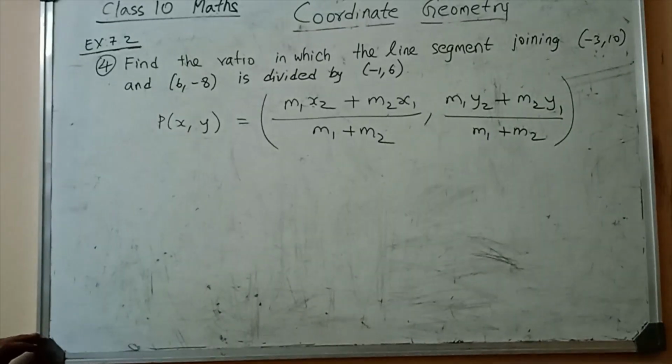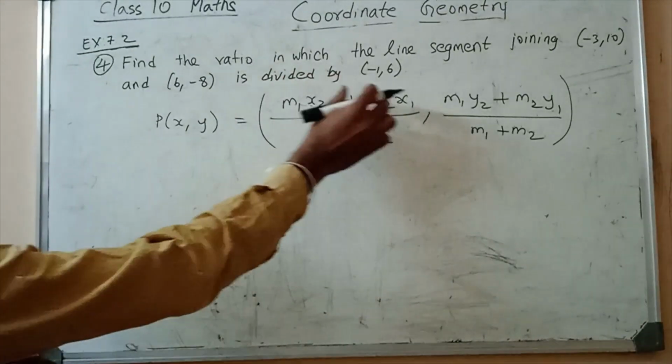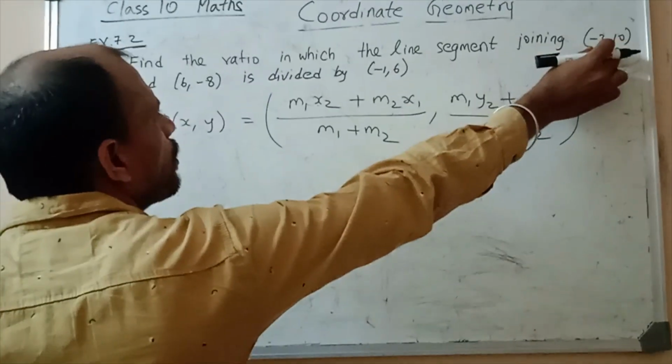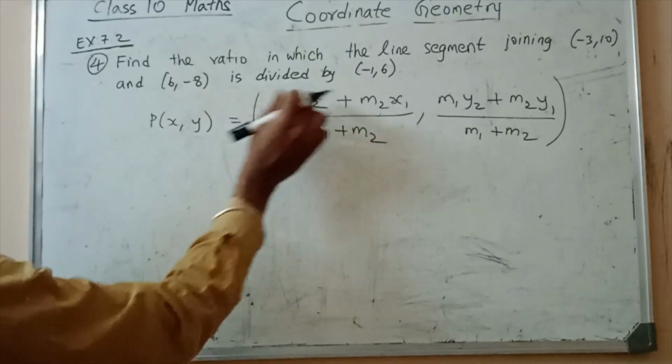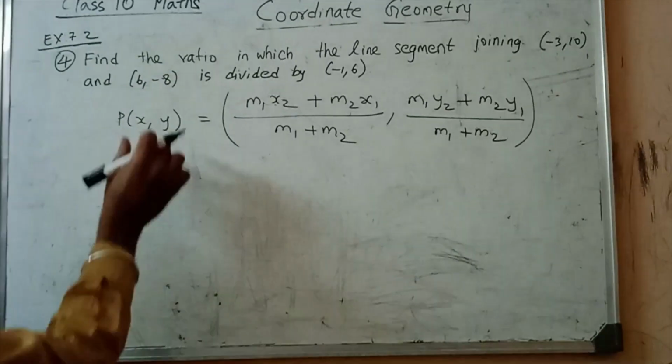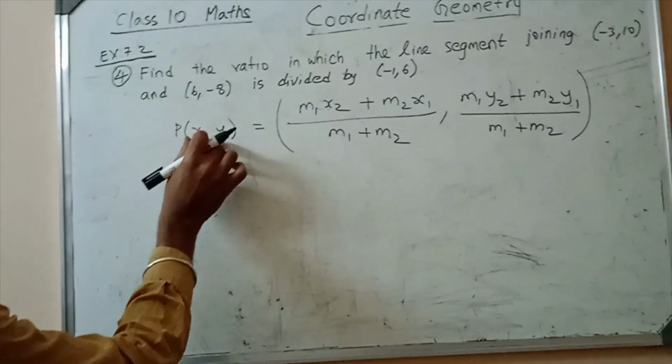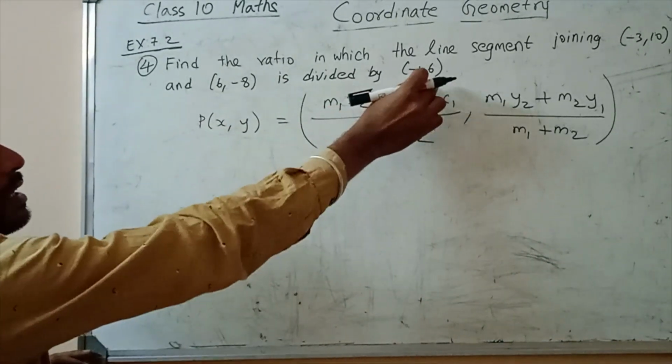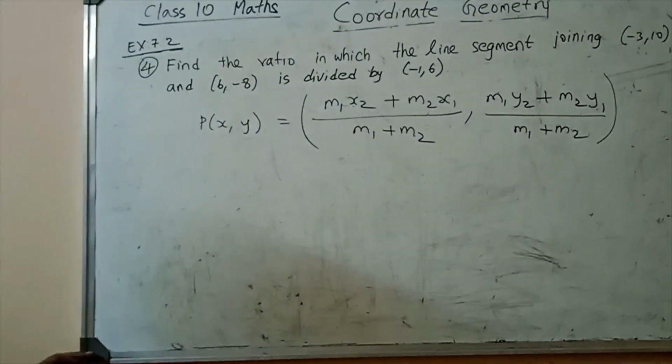So this is the next question. Find the ratio in which the line segment joining the first point and the second point is divided by the point minus 1 comma 6. So here they gave the point of division x comma y. This is P of x comma y itself, minus 1 comma 6. Okay.